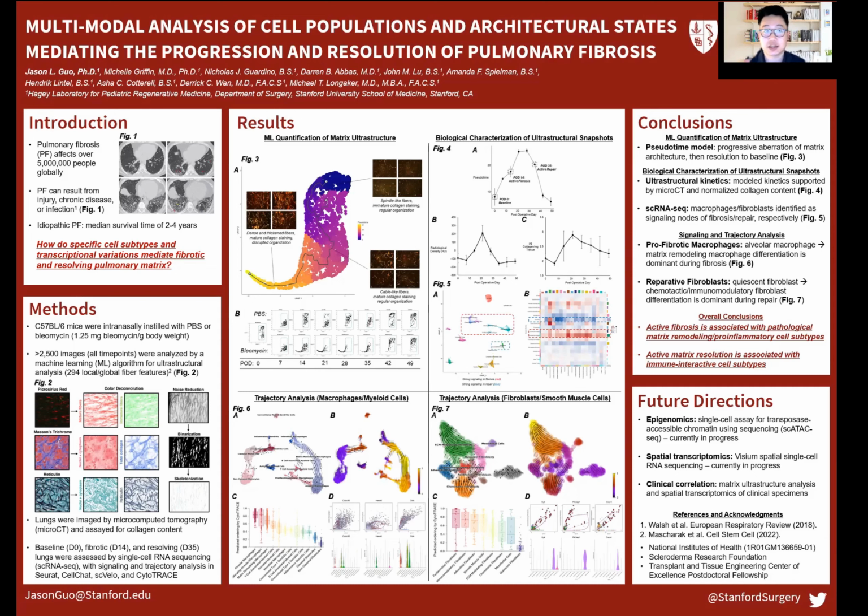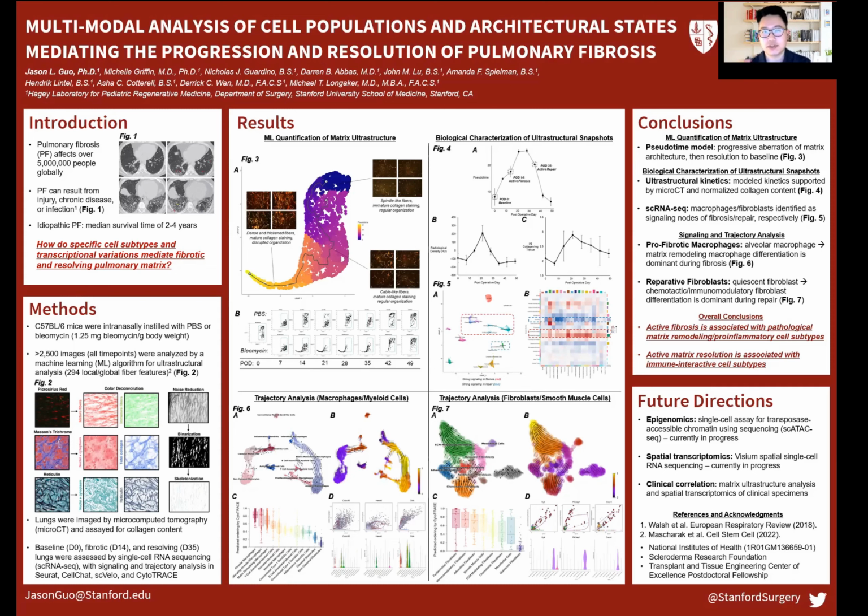Pulmonary fibrosis is a global clinical burden and can result from a number of underlying pathologies. Idiopathic varieties of pulmonary fibrosis present particularly poor outcomes, with only a couple of years of median survival time after diagnosis. So the question that we really wanted to ask was how specific transcriptionally defined cell subtypes mediated these differential biophysical states of actively fibrotic pulmonary matrix and post-fibrotic resolution of that pulmonary matrix.